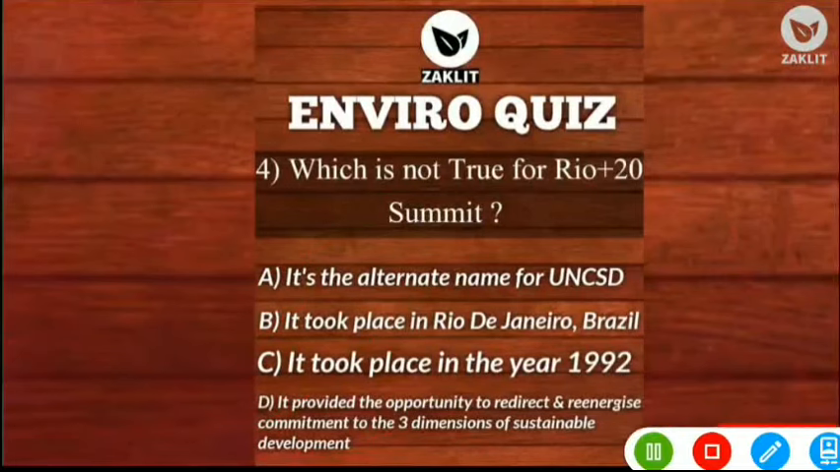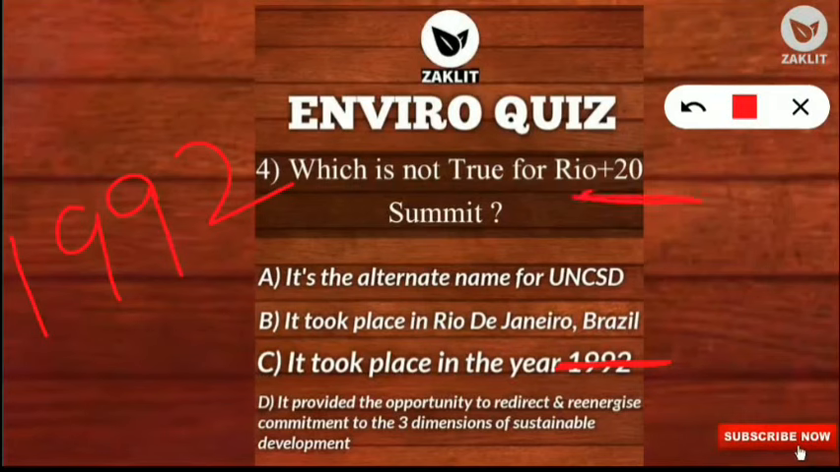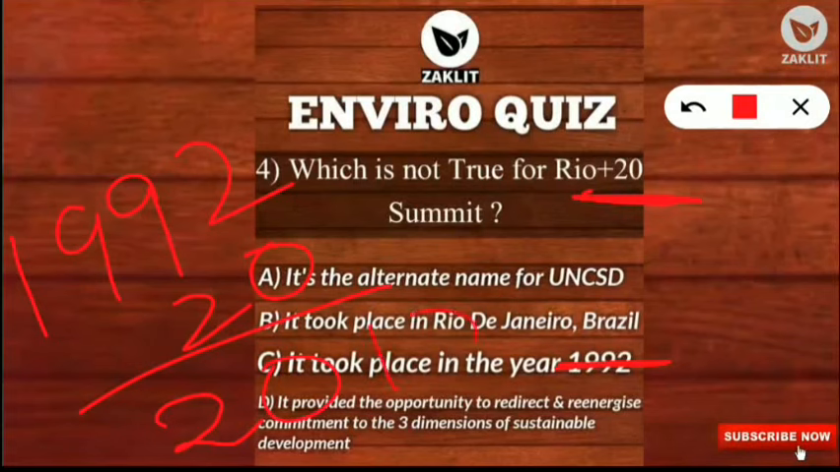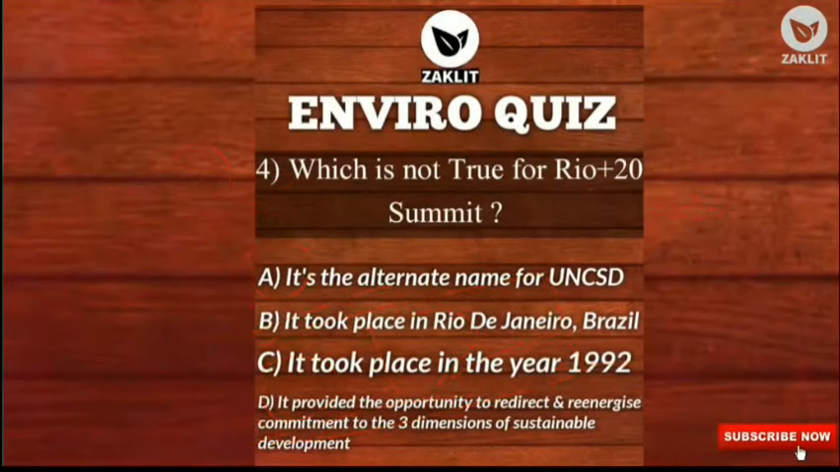So the wrong statement which is not true is that it took place in the year 1992. No, in 1992 the first Rio summit took place, but it is mentioning Plus 20, so you should add 20. That means it is talking about 2012. So it took place in 2012, that is the Rio Plus 20 summit. I hope you have noted down these points. Let's move on to the next question.